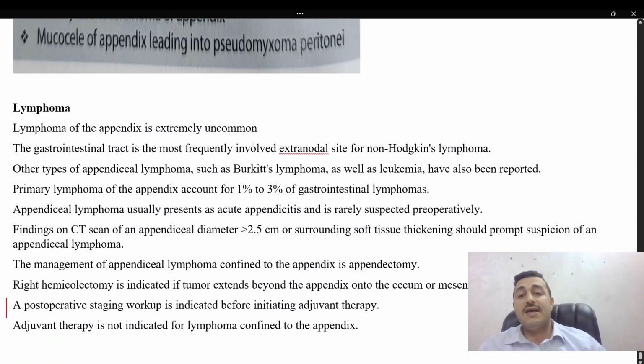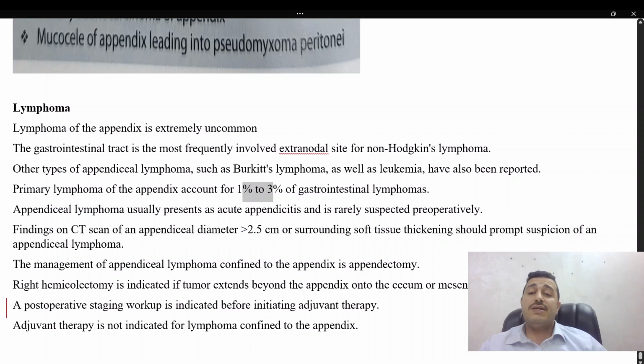Lymphoma is extremely rare. We know that the GI tract is the most frequent extranodal site for non-Hodgkin lymphoma. If it's not the lymph node, then the GI tract, the stomach I think, is the most common site. For it to be in the appendix is extremely rare. Primary lymphoma of the appendix is about 1%. The treatment of lymphoma of the appendix is appendectomy. Okay, the symptoms will be similar to appendicitis.